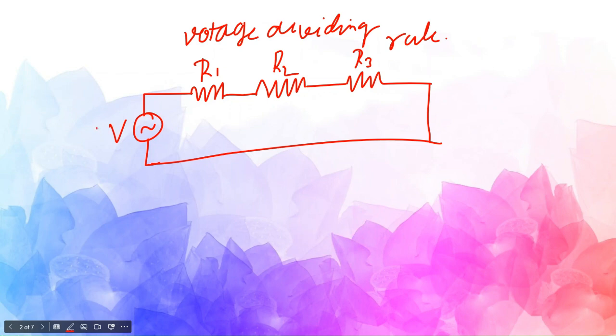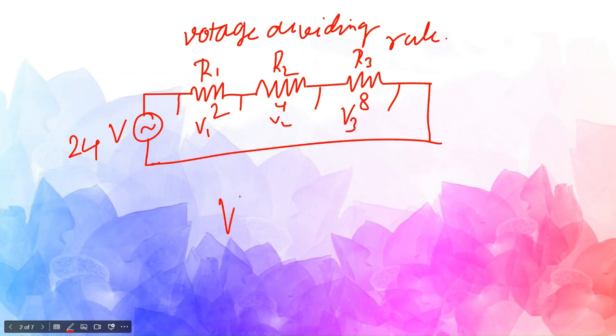So let us assume the voltage is, let's say, 24 volt, and R1 is 2 ohm, R2 is 4 ohm, and R3 is 8 ohm. We want to find out the voltage in between these two, which is V1, in between these two, which is V2, and in R3, which is V3. How to find out? That is where the voltage dividing rule comes into the picture.